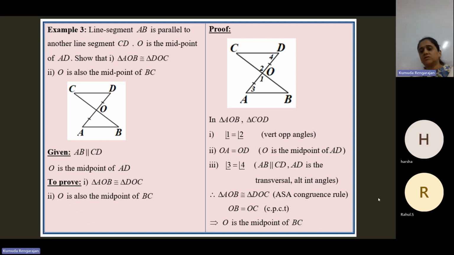I'll share the images tomorrow morning. By the time you come to the next class, you should have gone through the proofs and written them in the tuition notebook. Practice it in the tuition notebook.